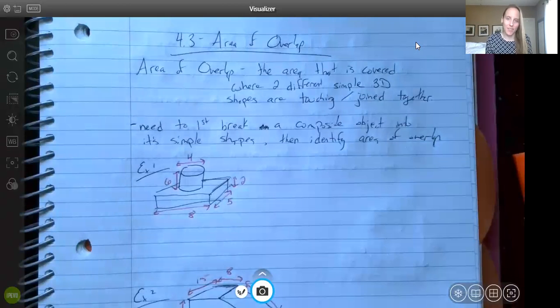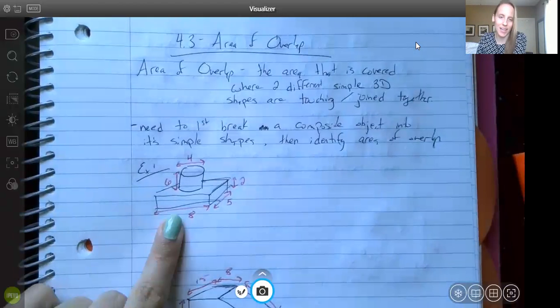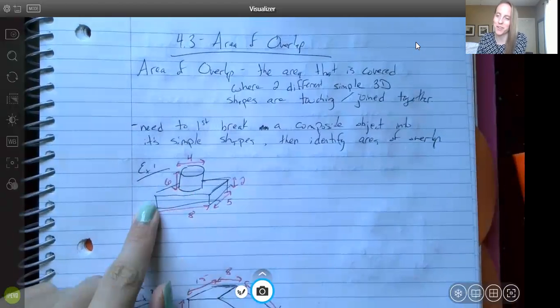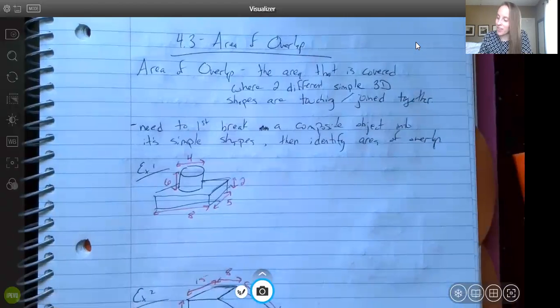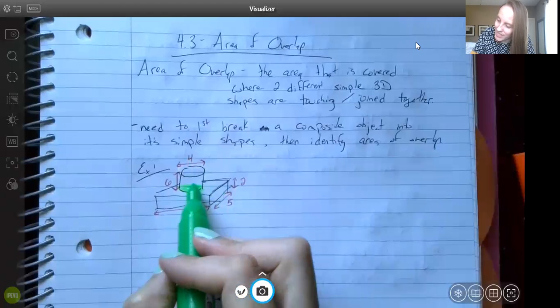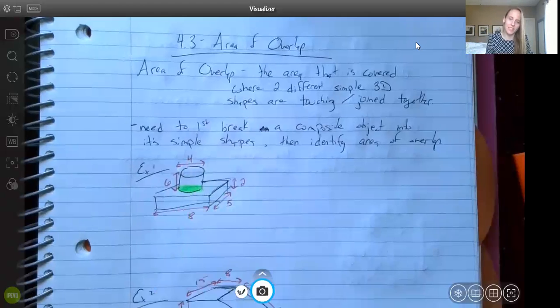And in order to identify the area of overlap, first you need to break the composite object into simpler shapes and then identify where they're touching each other. So for example, if we look at this shape here, I have a cylinder sitting on top of a poorly drawn rectangular prism. And so the area of overlap is the area where they are touching each other. So in this case, that would be just wherever the bottom of the cylinder is. The bottom of the cylinder is touching the top of the rectangular prism. So that is an area of overlap.